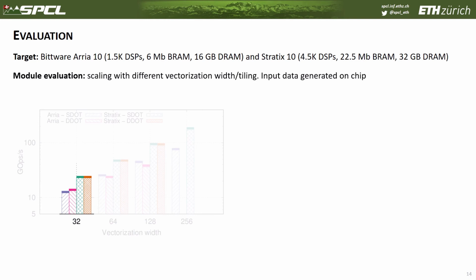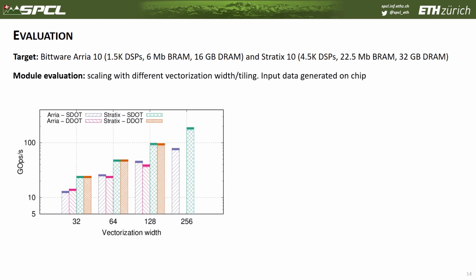In general, the Stratix 10 is able to achieve higher performance with respect to the Arria chip. This is because generally the synthesis frequency of the circuits for Stratix is higher with respect to the circuit for the Arria 10. Apart from this, in general, as long as we increase the vectorization width, the performance increases accordingly. For 256 vectorization width, we have the results only for the single precision version.